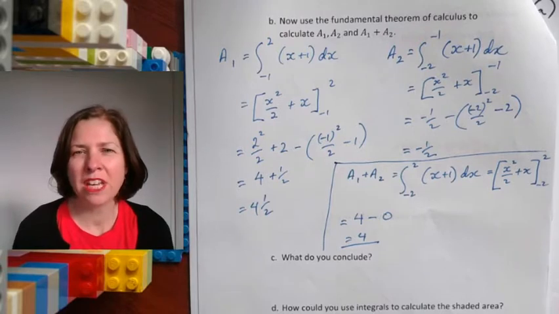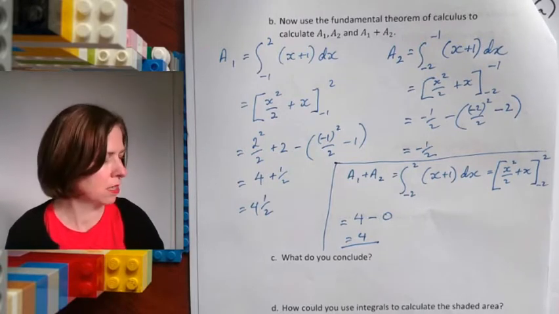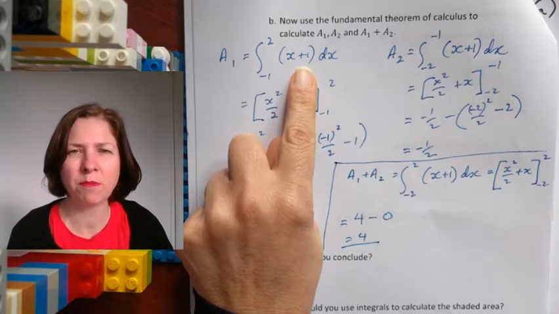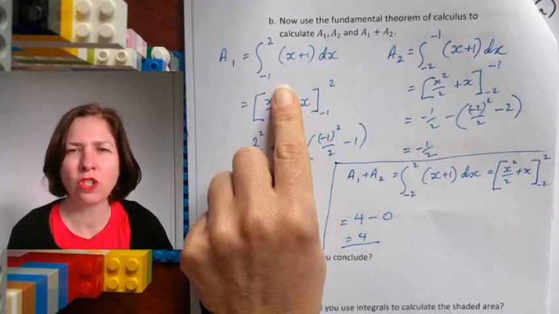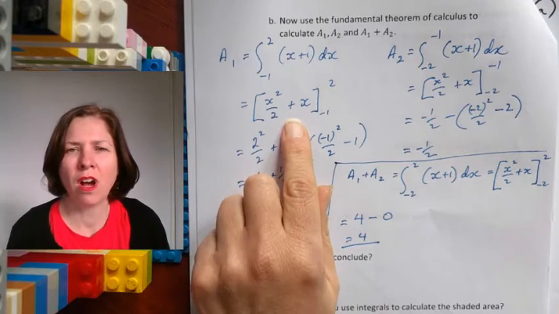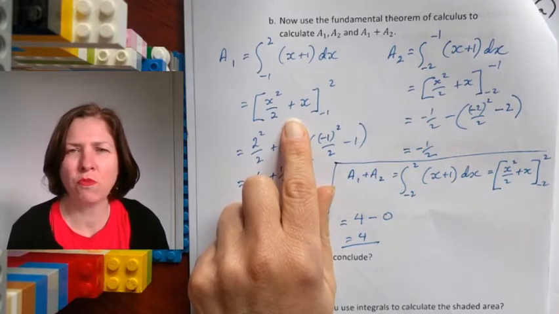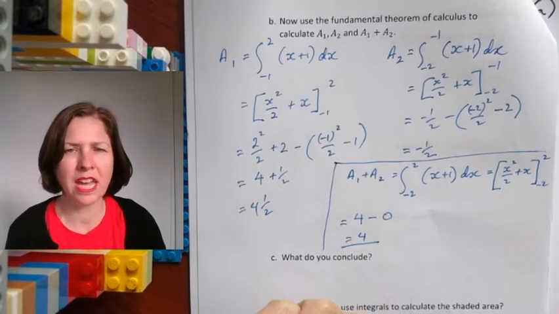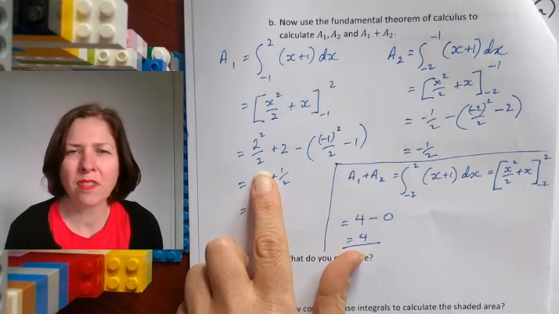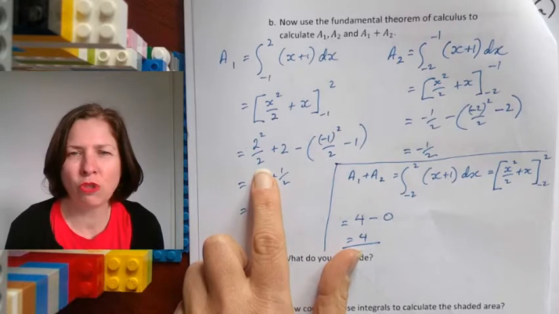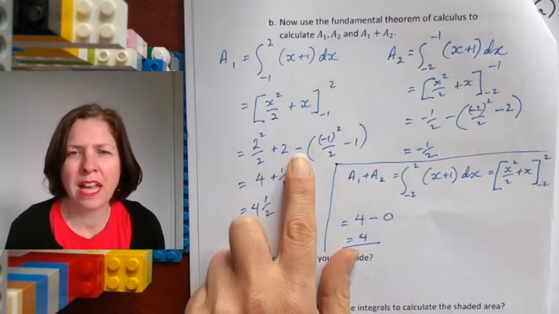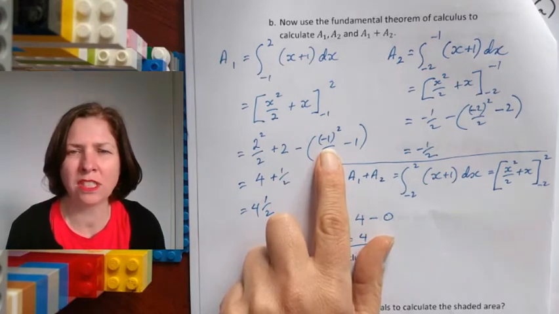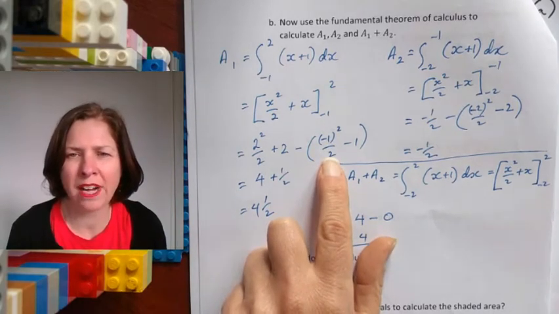Let's do the second part. So there's my working for the second part. I'll just go through it. For the first area, I calculated the antiderivative of x plus 1 from -1 to 2. And so I got x squared over 2 plus x, again from -1 to 2. So when I substitute then, x becomes 2, so that's 2 squared over 2 plus 2. And then I subtract when -1 is substituted. It's -1 squared, which of course will become 1/2.